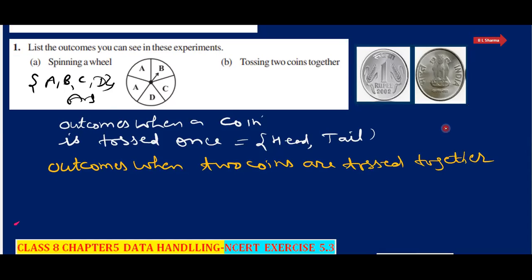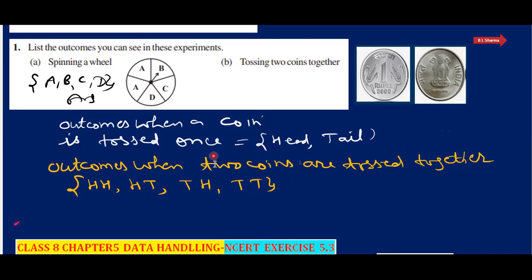एक साथ 2 कॉइन को टॉस करेंगे, देखिए क्या आएगा. It can be head head, meaning first head, second head; it can be head tail; it can be tail head; and it can be tail tail. फर्स्ट पे हेड, सेकंड पे टेल, फर्स्ट पे टेल, सेकंड पे हेड, एंड फर्स्ट पे टेल और सेकंड पे भी टेल. So there are 4 possible outcomes when a coin is tossed twice.